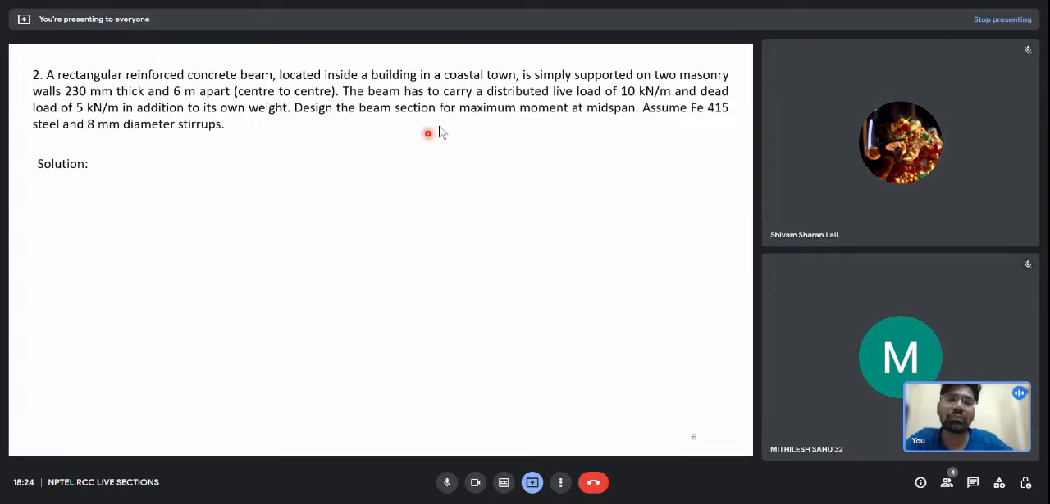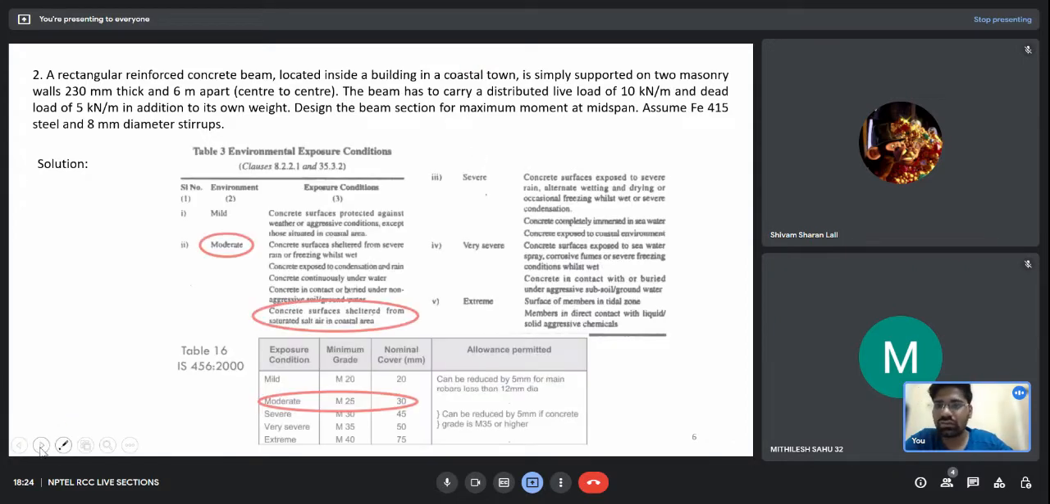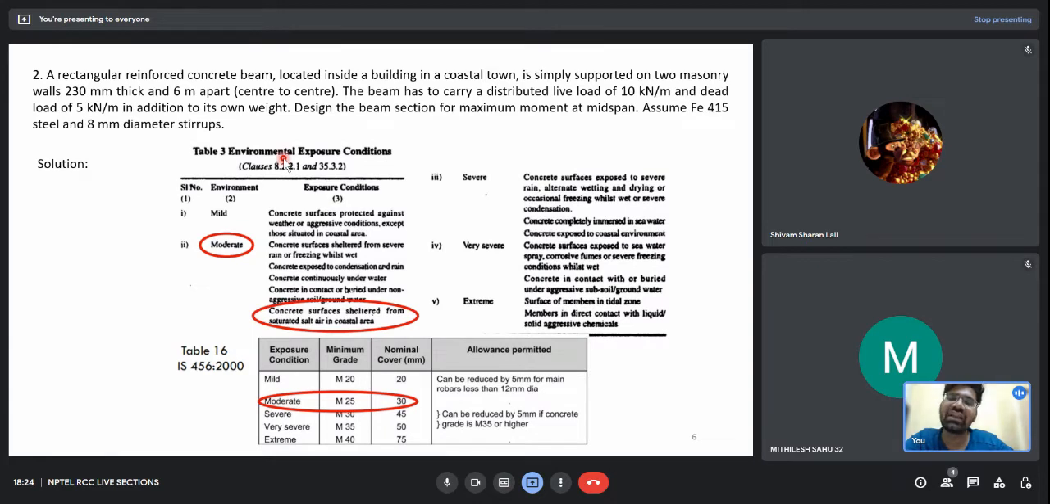So the grade of concrete, based upon the region where the building is lying, we can see from IS 456 2000. So let's see how we can do that. Table 3 shows us the environmental exposure conditions. Here we can see that the coastal area lies in an environment of moderately exposed region. For a moderately exposed region, Table 16 says we need to use a minimum grade of concrete which is M25 and a nominal cover of 30. So now we have the grade of concrete, the grade of steel, and all other data we need to solve this problem.